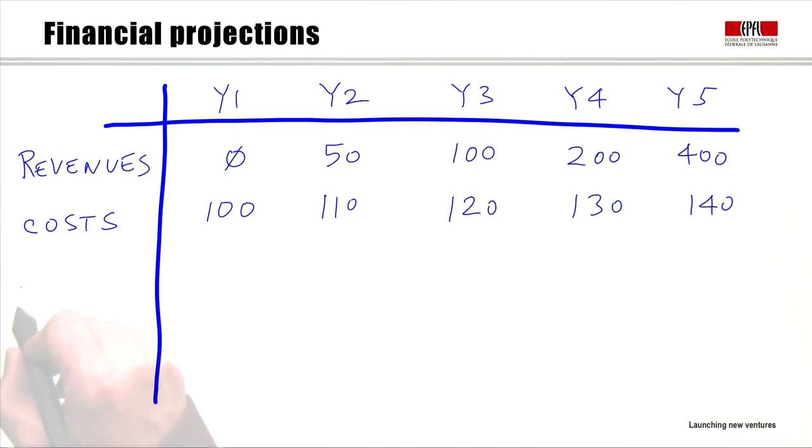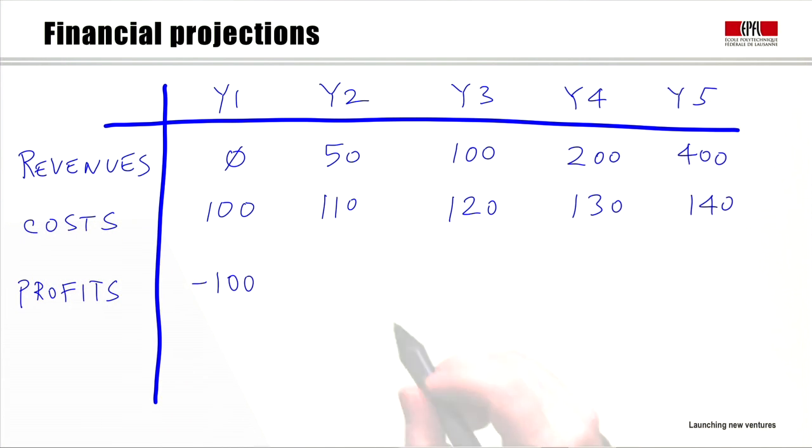Now we can develop the profits for this company. The profits, the gross profits, are simply the gross revenues minus the gross costs.